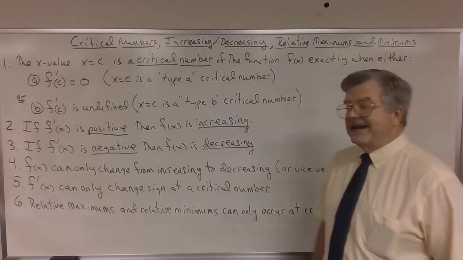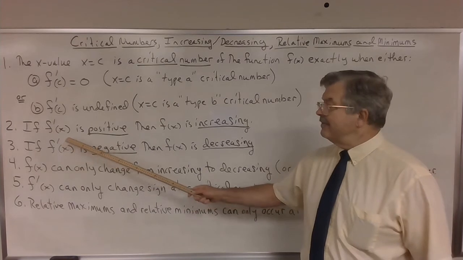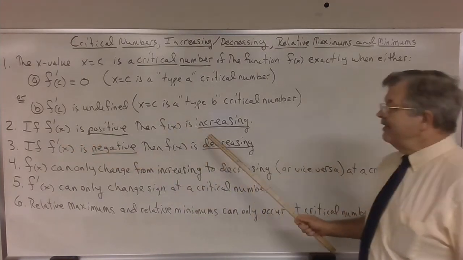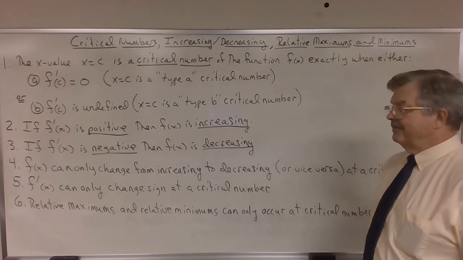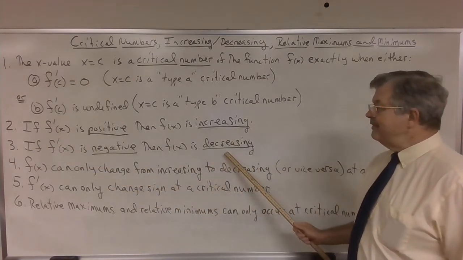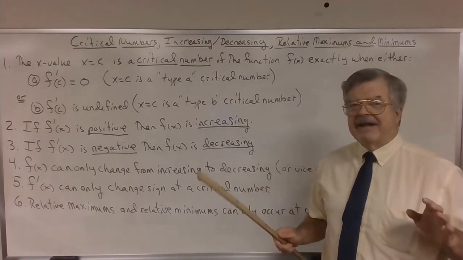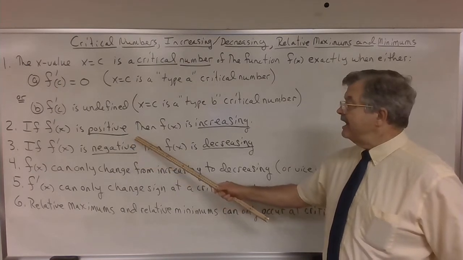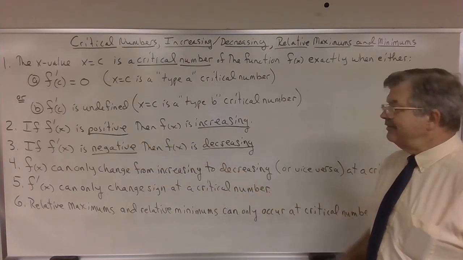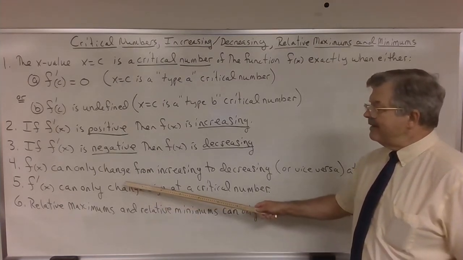The sign, S-I-G-N, the sign plus or minus of the derivative. If the derivative is positive, then f of x is increasing. If the derivative is negative, then f of x is decreasing. And remember that natural association: positive, increasing, negative, decreasing. And here are some other things related to that.